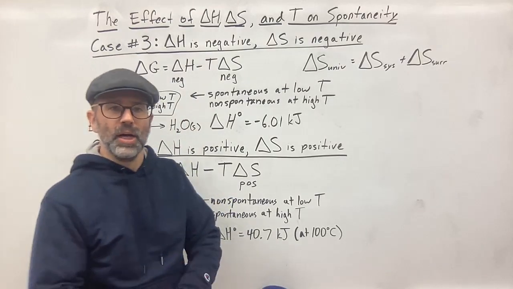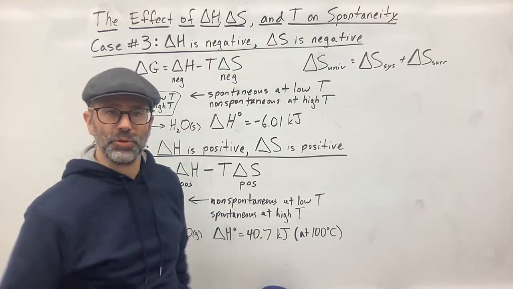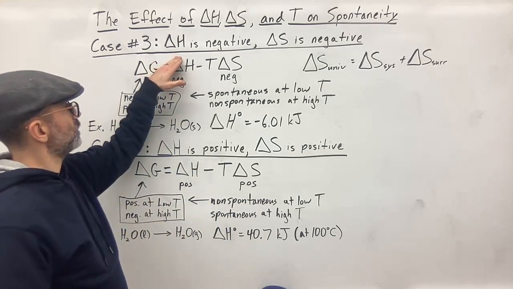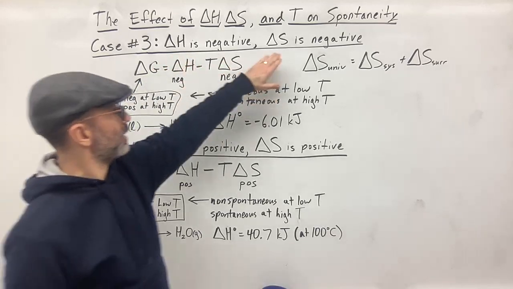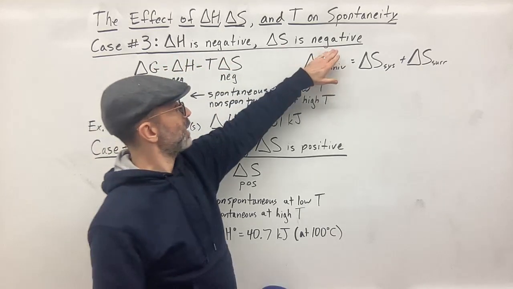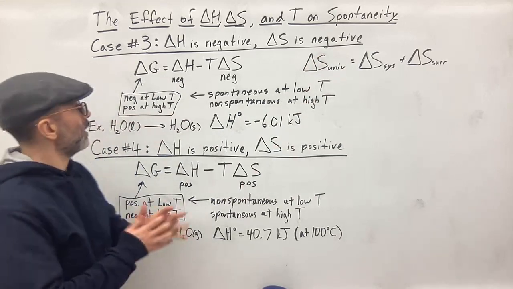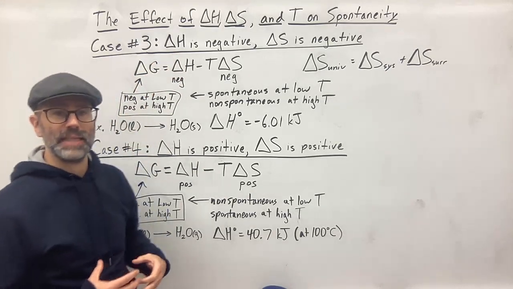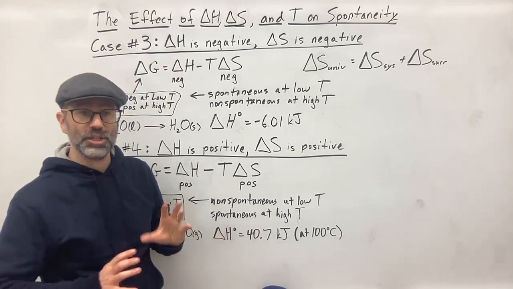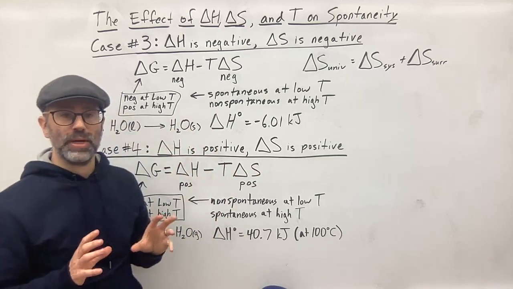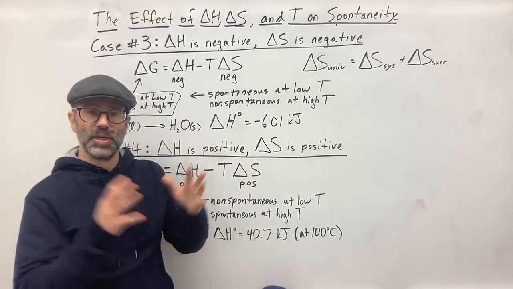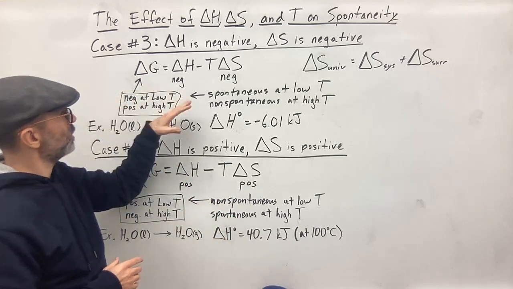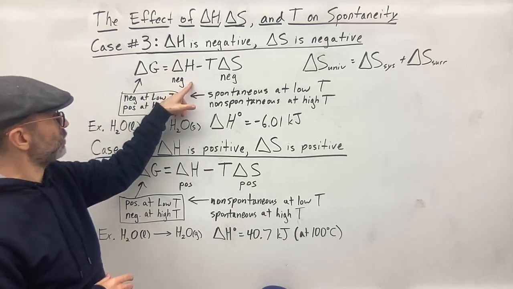Okay, welcome back. So now to do cases 3 and 4. In case 3, we have delta H, the enthalpy, is negative, and delta S, the entropy, is negative as well. So remind ourselves again that when the delta H or the enthalpy is negative, that means that the system is losing energy to the surroundings. And what happens when energy is lost to the surroundings? Entropy of the surroundings increases. And so entropy of the surroundings is going to increase with a negative delta H.